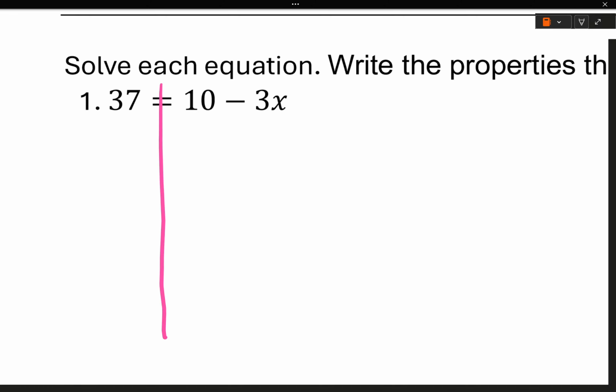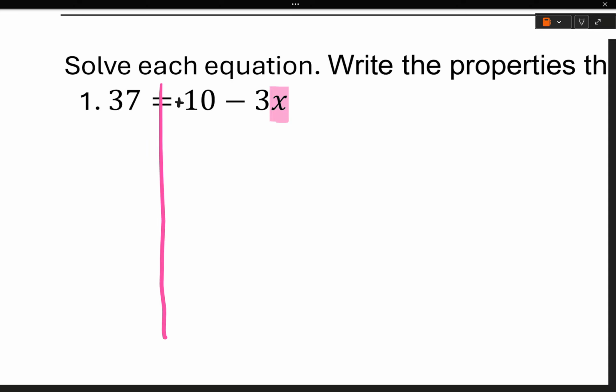Alright. Solving equations is like unwrapping a present, but the present is our variable. So we're looking for x, and we need to get x by itself. So x is attached to minus 3, which is attached to 10. 10 is positive, right? One thing we don't do is write a plus 10 to mean positive 10. But that's how we have to think about it in order to undo it.